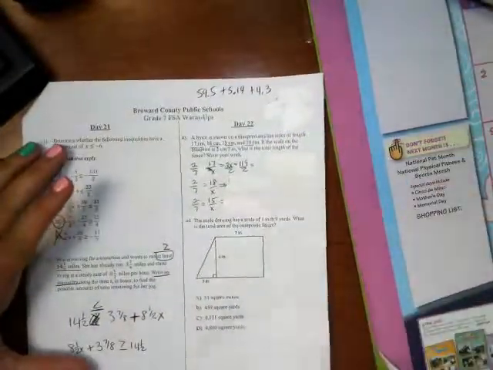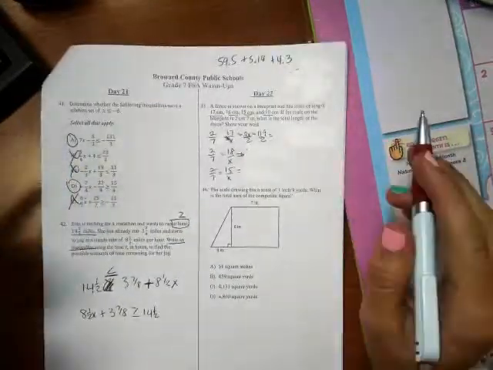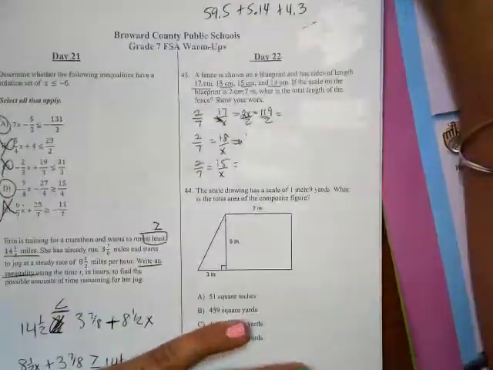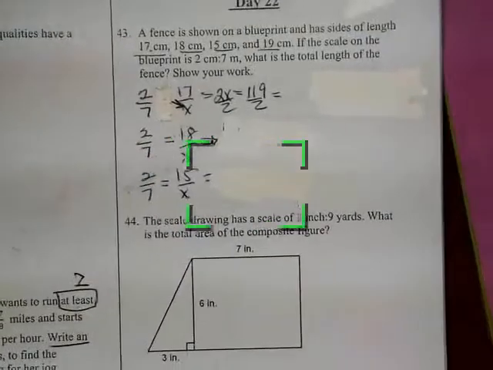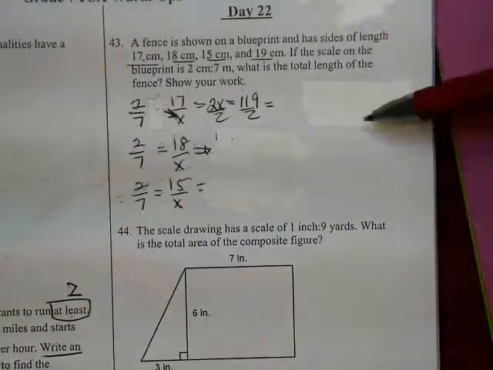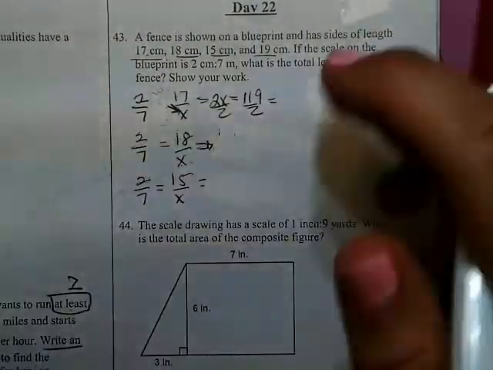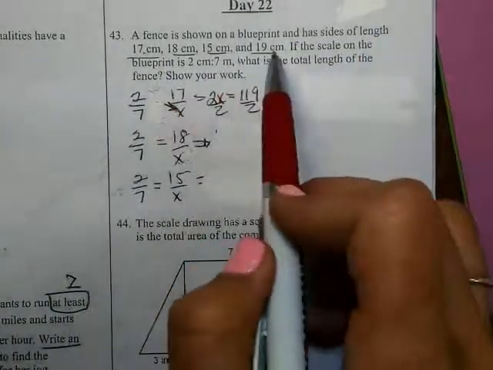Okay guys, sorry. I am going to go back to solving question 43 because I was working on it and I noticed I made a huge mistake, hence all these error messages. Okay, so the fence has these four measurements.